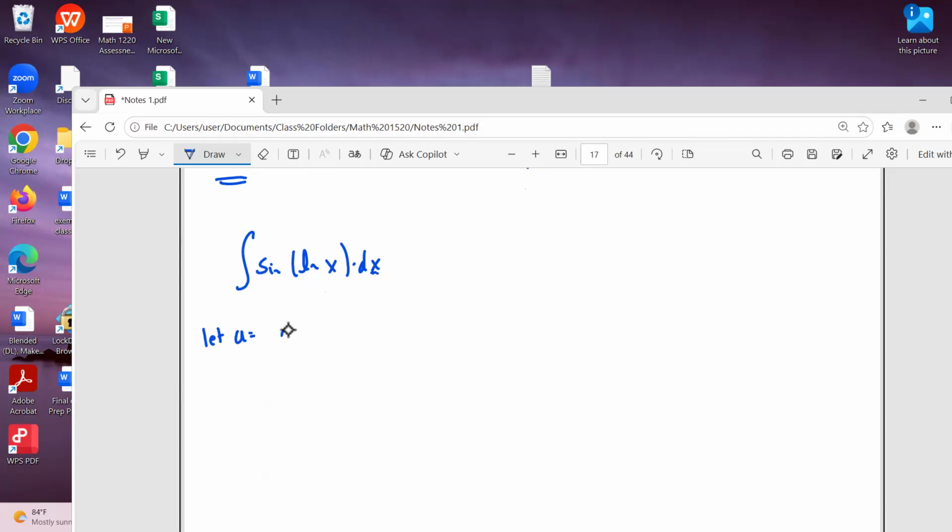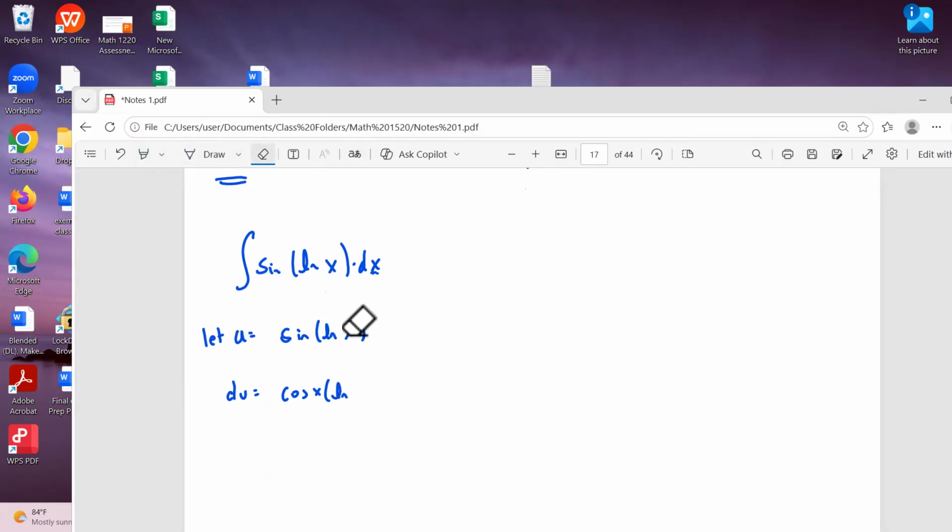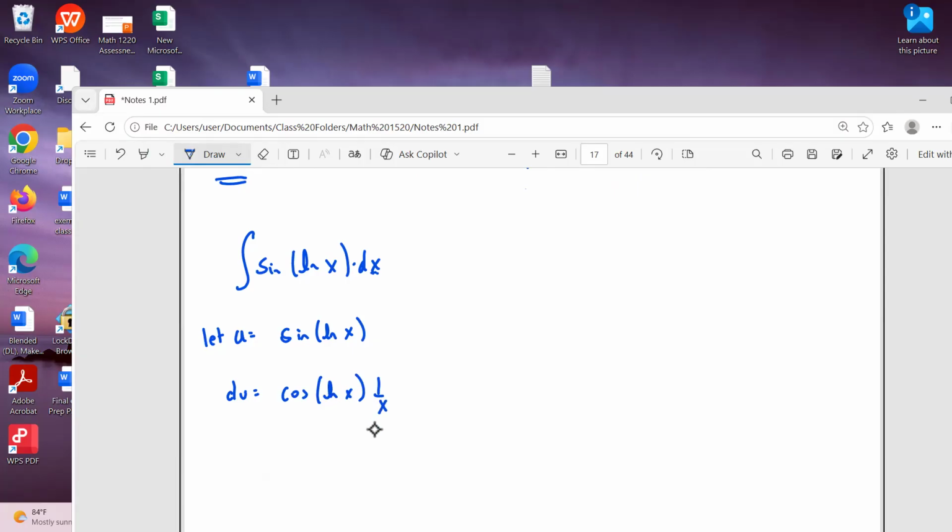Let u equal sine of the natural log of x. I could take this derivative; I took Calculus 1. So du, take the derivative of sine, we get cosine. Remember our chain rule. So it's cosine of the thing inside, cosine of ln x, times the chain: the derivative of natural log of x, which is 1 over x.